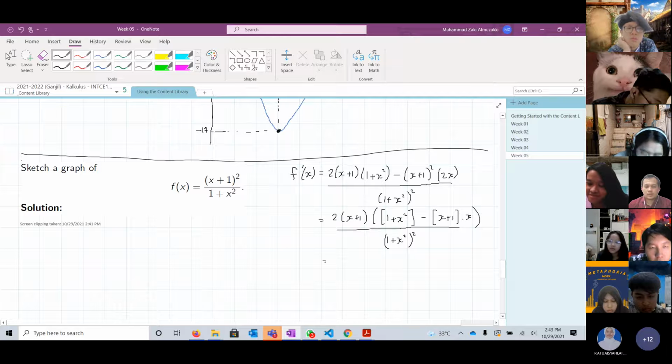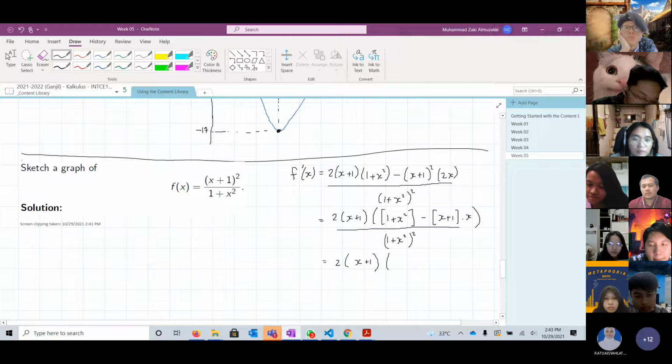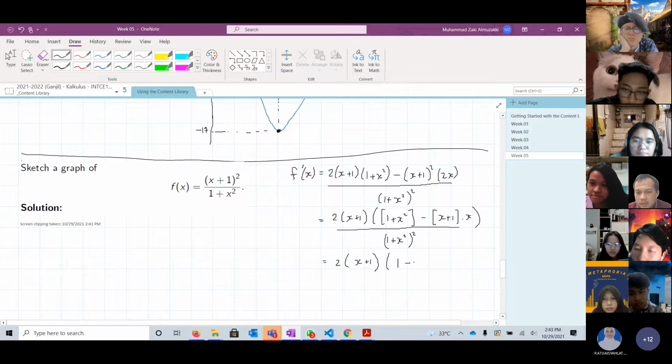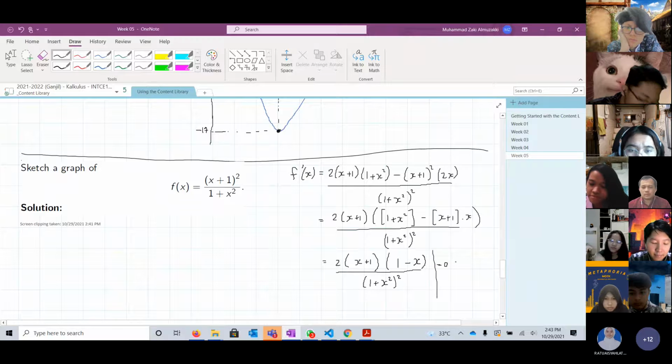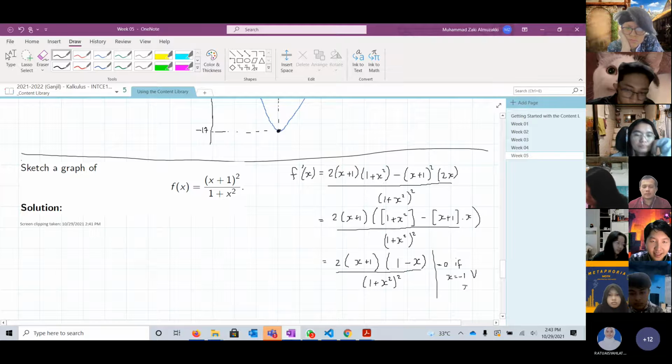So we have 2 times (x plus 1) times (x squared minus x squared is 0), so we have 1 minus x, over 1 plus x squared squared. So in this case, this is equal to 0 if x equals minus 1 or x equals 1.